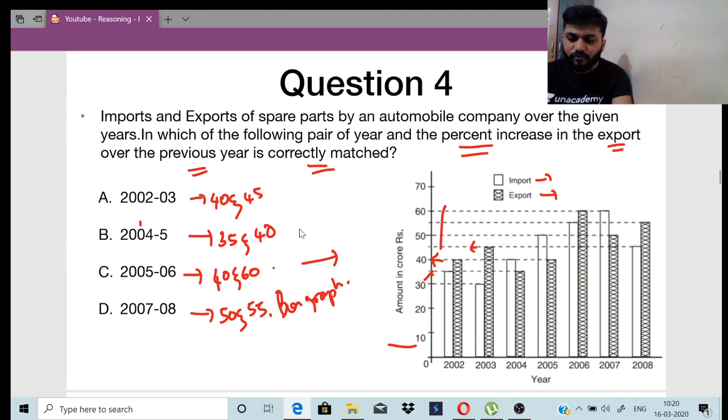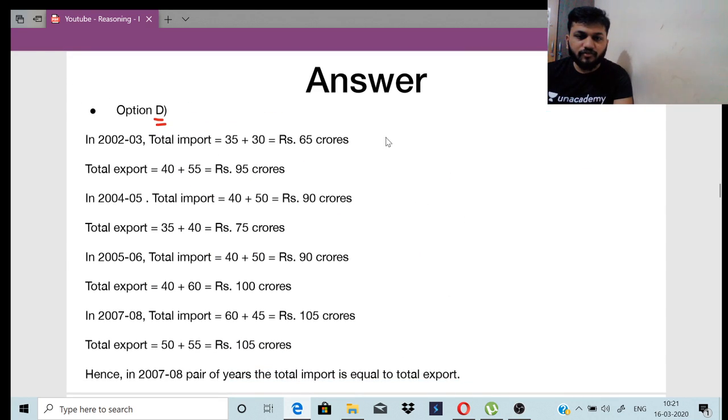So it is 40 and 45, right? It is 40 and 45. So 40 plus 45, total export is 95 crores. अरे अच्छा ही लिखा है मैंने, हाँ? Okay, 2004 and 5, the total export is 75 crores, है ना?